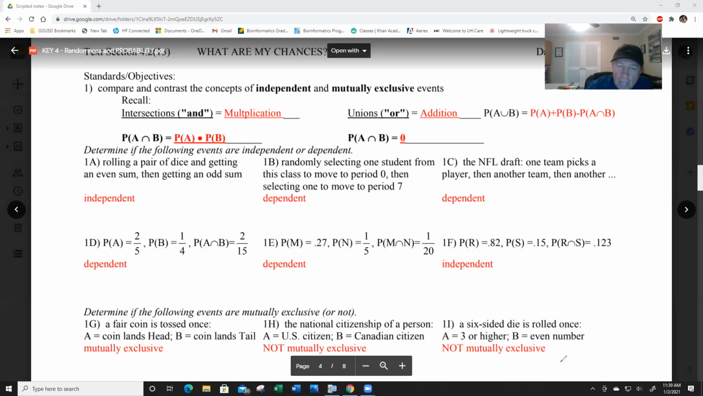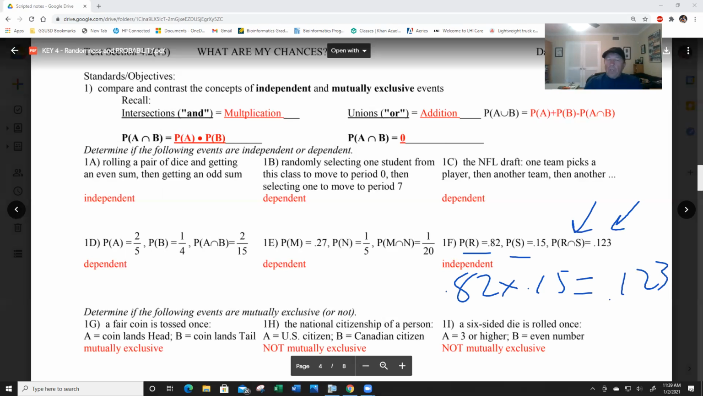Again, this one is 0.27 times 0.2, and 0.2 is 1/5. Is that equal to 1/20th? It's not. Okay, so there's some dependence there. And then in F, there's R and there's S. Their intersection is this, and it does work. 0.82 times 0.15 is 0.123. So those are independent. That's how you can figure that out.